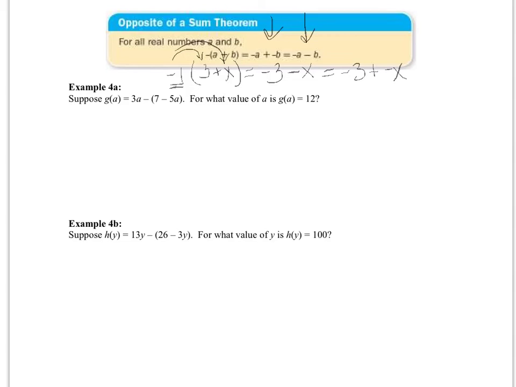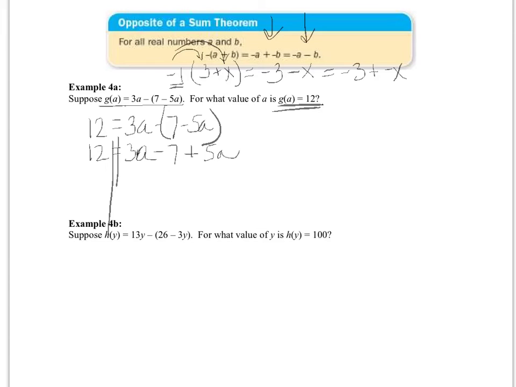So let's do 2 examples with that. For a, suppose g of a equals 3a minus (7 minus 5a). For what value of a is g of a equal to 12? So we're going to plug in 12 for g of a. So 12 equals 3a minus (7 minus 5a). So we need to do some distribution and distribute that -1 that's right outside the parentheses. So 12 equals 3a. So we're distributing a -1 times 7. So -7. And a -1 times a -5a, so it would be plus 5a.